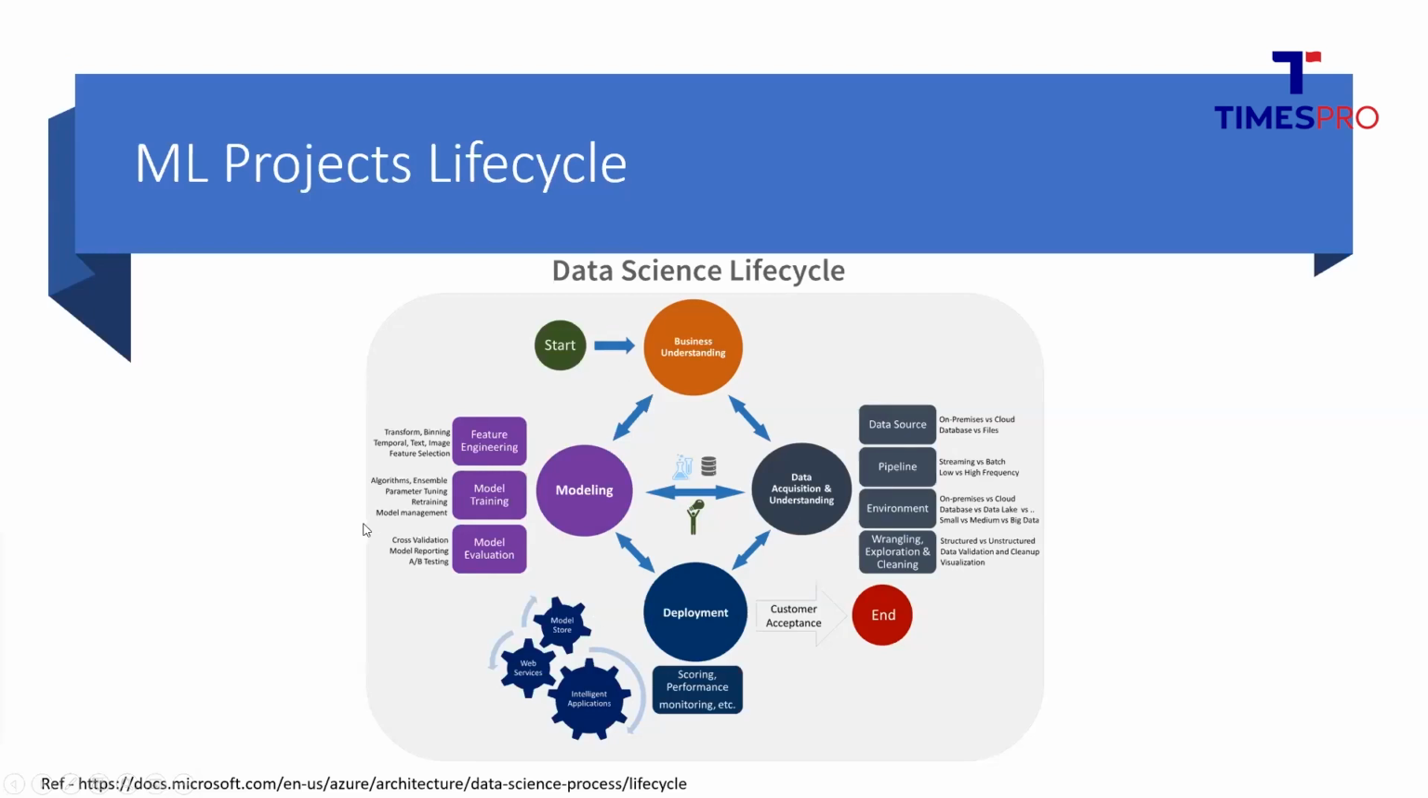So this is the general life cycle of a machine learning system. Any machine learning system needs to go through this life cycle. These are mandatory steps. You cannot skip any of them: business understanding, data acquisition and understanding, modeling, deployment. Every stage here is important.